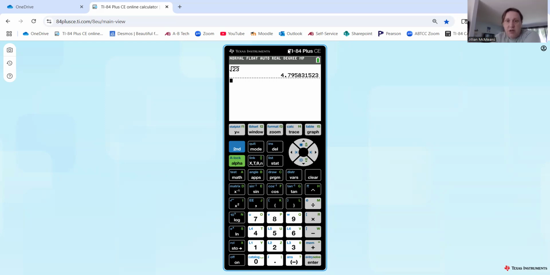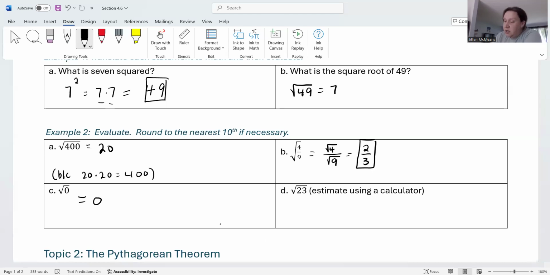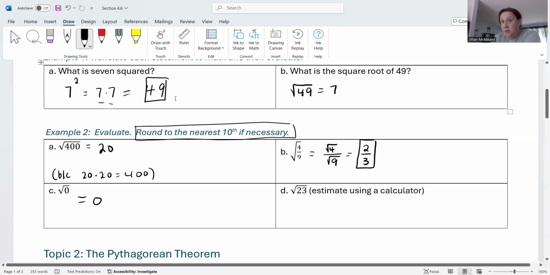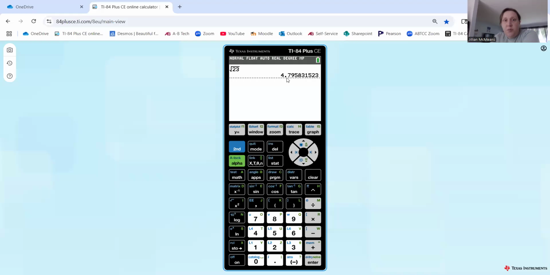So the worksheet told us to estimate using a calculator, and then the directions up here say round to the nearest tenth if necessary. So we want to have 1 decimal place in our answer. So let's go back to the calculator. All right. So we get 4.7958, blah, blah, blah. We want 1 decimal place.